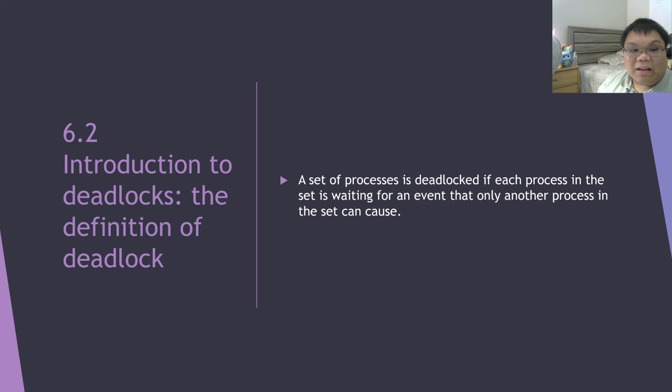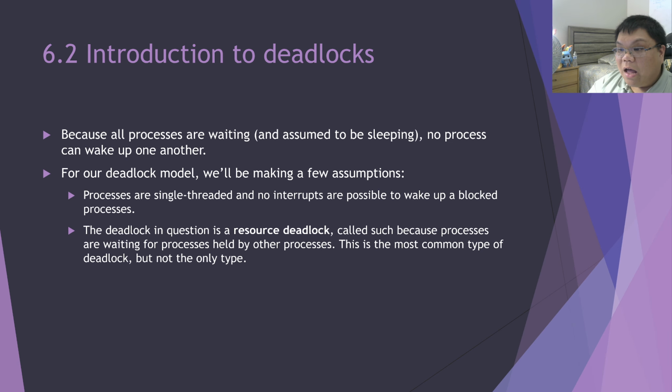Here is the definition of deadlock. A set of processes is deadlocked if each process in the set is waiting for an event that only another process in the set can cause. Because all processes are waiting and assumed to be sleeping, no process can wake up one another. For our deadlock model, we are going to make a few more assumptions. 1. Processes are single-threaded and no interrupts are possible to wake up blocked processes. 2. We're dealing with what is called resource deadlock, called such because processes are waiting for processes that are holding up other resources. This is the most common type of deadlock, but it's not the only kind.